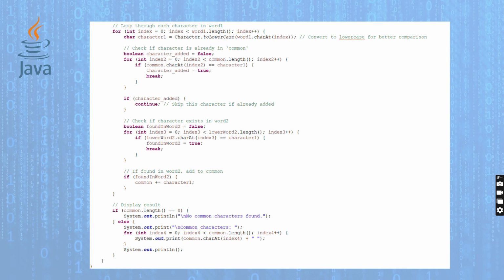Then, another loop checks if the current character exists anywhere in the second word. If it does, the character is added to the common string. After scanning all characters, the program checks if any common characters were found. If not, it prints a message saying no common characters found. Otherwise, it prints all the unique characters that were common to both words.